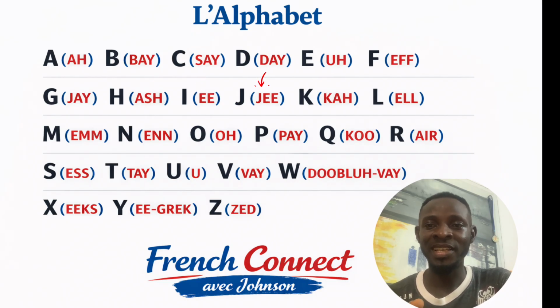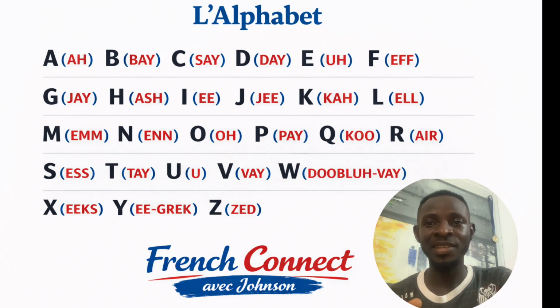Now moving on to the next, we have letter J. J. That's our letter J. I hope you are following me. Okay, let's continue. So we have K. K. That's our letter K.